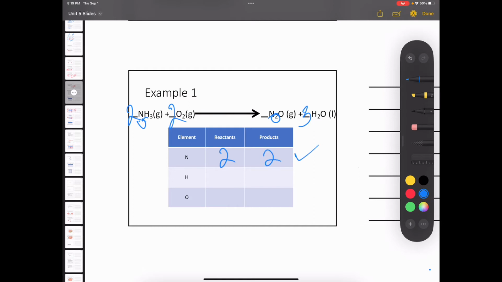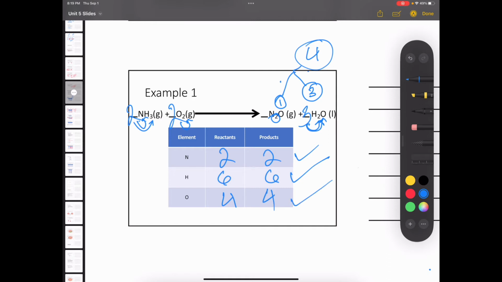The hydrogen, I have 2 times 3, that's a 6. I have 3 times 2, that's a 6. So that makes it 6 and 6. For the oxygen, I have 2 times 2, that's a 4. And I have 3 times 1, that's a 3, plus 1, so both make 4. So the nitrogen, the hydrogen, and the oxygen, they're all balanced. So this is now a balanced chemical equation. And we call this stoichiometric balance. Okay?